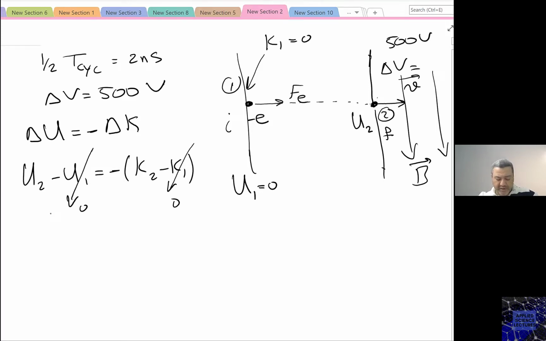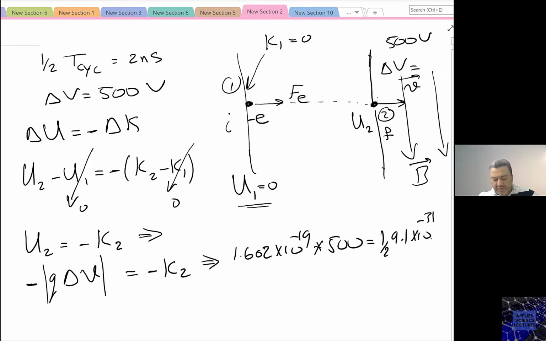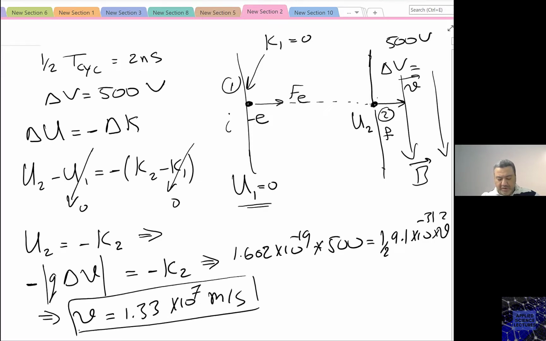So what do I have here? I have U2 equals minus K2. Here U2 is, because it is less than U1, minus Q delta V. So if you take this one as magnitude, it equals K2, or 1.602 times 10 to the power minus 19 times 500 equals half m, which is 9.1 times 10 to the power minus 31, times v squared. And now v equals 1.33 times 10 to the power 7 meter per second. So this is my V.